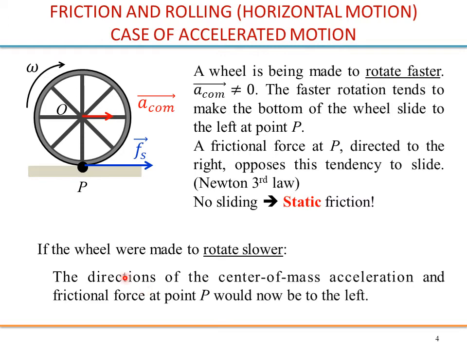So if the wheel were made to rotate slower, we would have an acceleration in this direction, and therefore Fs would also be in this direction.